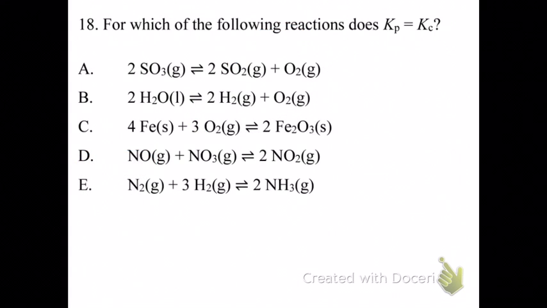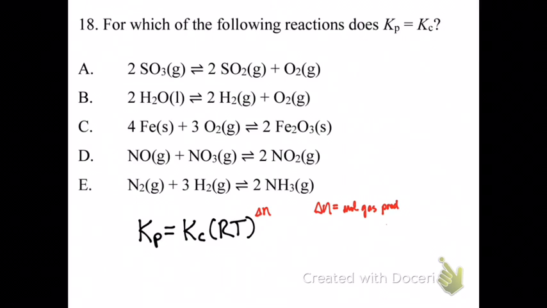This question tasks us with finding in which of these reactions does Kp equal Kc. So recall that the relationship between Kp and Kc is that Kp is equal to Kc times RT to the power of delta N, where delta N is equal to the moles of gas in the products minus the moles of gas in the reactants. So it's the change in the moles of gas.